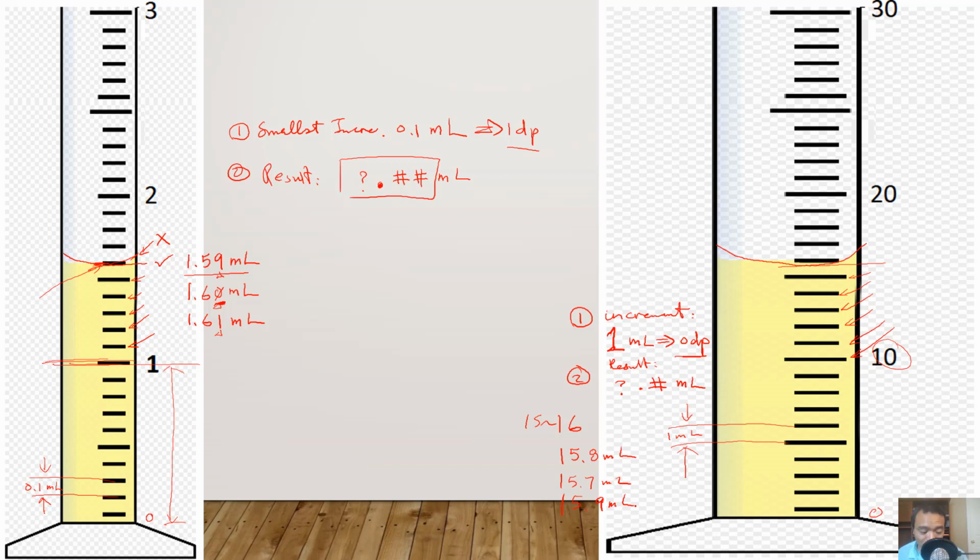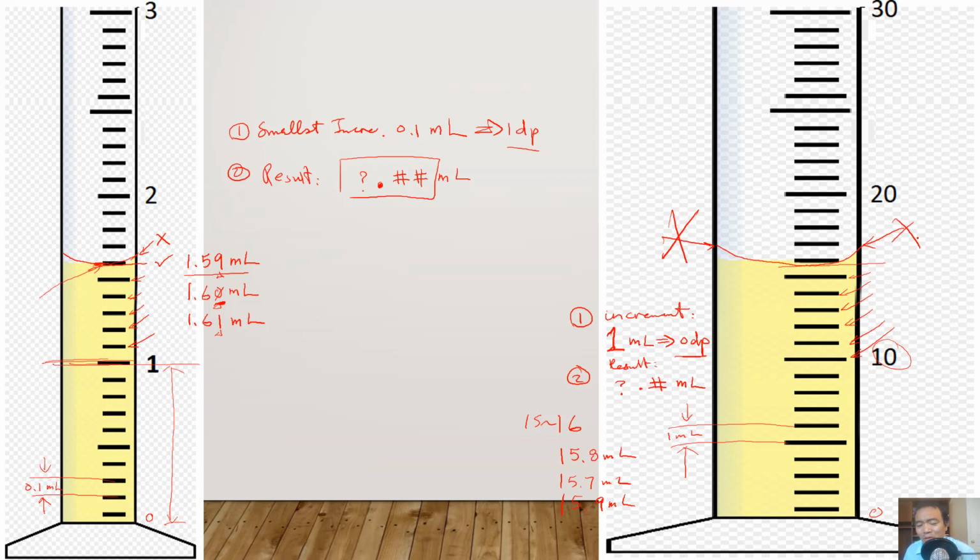milliliter. Okay? All right, again, it's not the edge that you're reading. So basically, hey, don't read this one, that's wrong. It's not the edge that you're reading. It's the lowest point that you are reading. Hopefully, after these examples, you will have no problem reading.